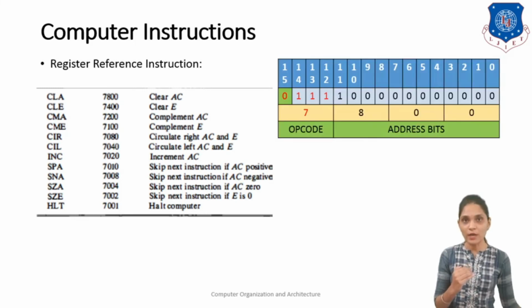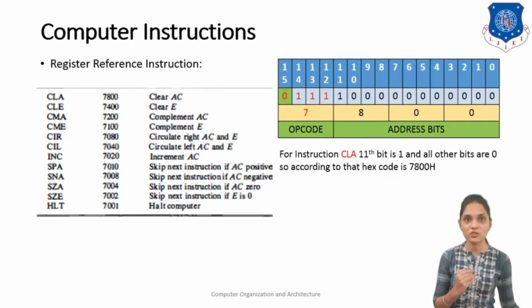How these hex codes are generated, let me show with one example. If we consider the instruction CLA. In this instruction, as we know, for all of your register reference instructions, the first 4 bits of your instruction operation will be 0, 1, 1, 1. This will be fixed for all of your register reference instructions. That means your 4-bit pattern for the first 4 bits will be 7.